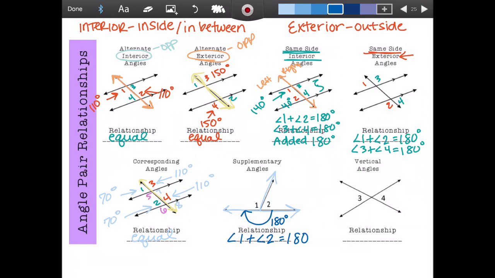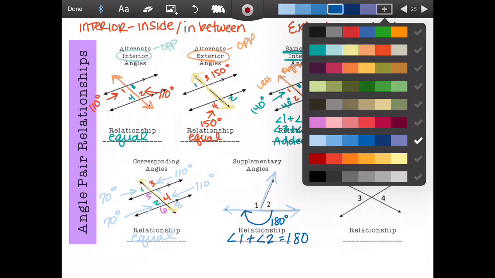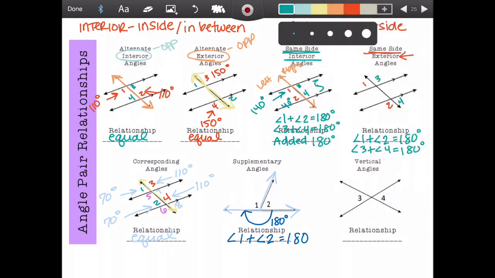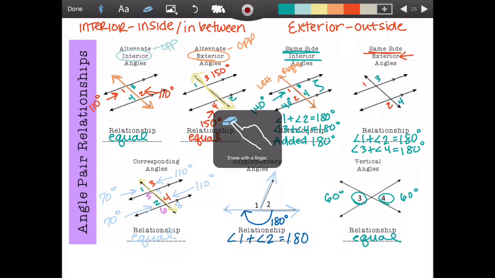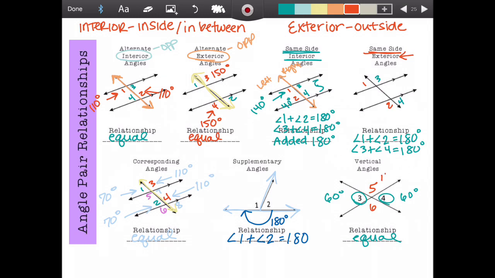And then vertical angles, again, are just angles that, when two lines intersect, are the opposite angles. So again, it shows you angle 3 and angle 4. Their relationship is that they are equal. So for example, if angle 4 is 60 degrees, then angle 3 is 60 degrees, which then leaves these two angles, we'll say angle 5, let me use a different color, angle 5 and angle 6 to also be the same. So if this is 110, then this one is 110.